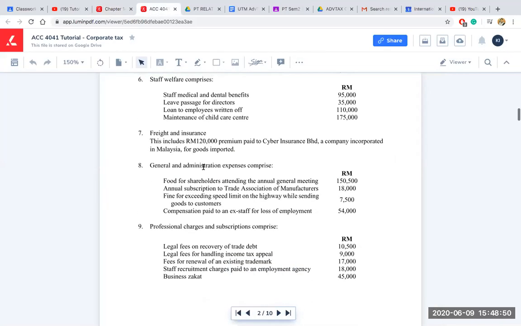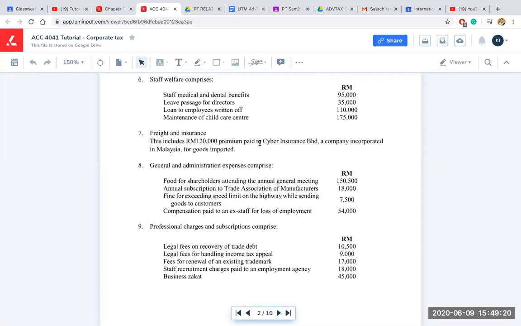Okay, freight and insurance. In this case, a premium paid to Cyber Insurance Berhad, a company incorporated in Malaysia for goods imported. So I mentioned earlier, insurance ni dulu, previously it was given as a double deduction if it was insured with a Malaysian company. But since 2017, that's no longer applicable. Alright, kalau you tengok double deduction, dah tak ada dah that insurance punya code. Alright, so in that case, it's allowable, cuma you cannot claim double deduction.